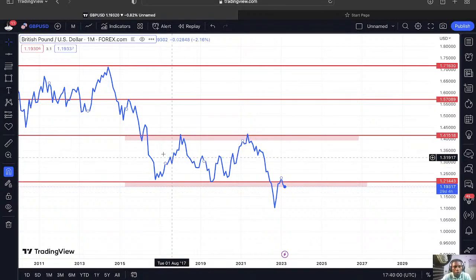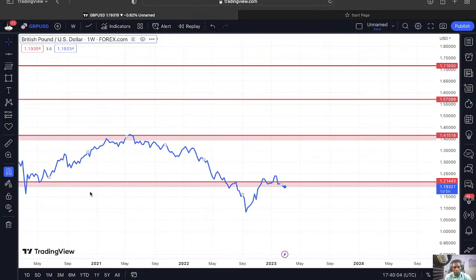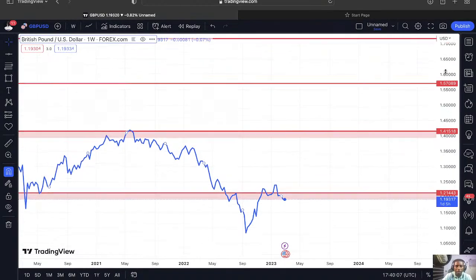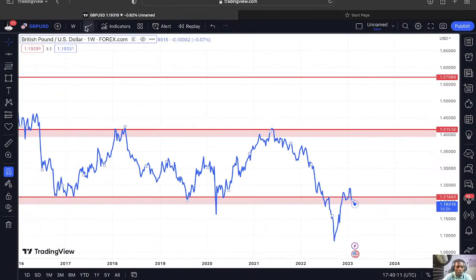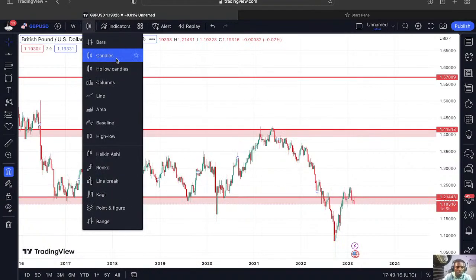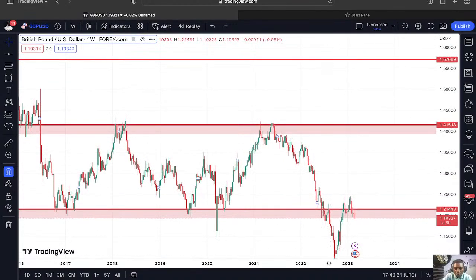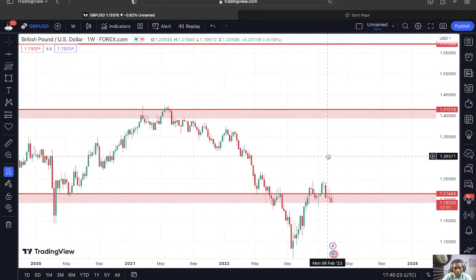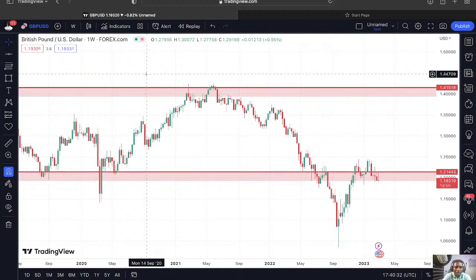Now let's go down to the weekly time frame. Let's go back to the candlestick chart. On the weekly time frame, we are more concerned with this chart. Look at it. Price has gotten to that resistance level. Price is at that resistance level now. What do you think is happening?